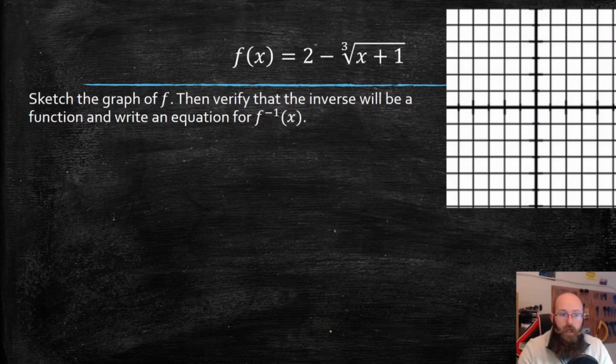Sketch the graph of f, then verify that the inverse will be a function and write an equation for that function. So let's graph this. Ooh, it's a cube root function. I go up 2 and to the left 1, and I'm reflected. That 2 in the front says I go up 2. Then I go left 1, and then I'm reversed.